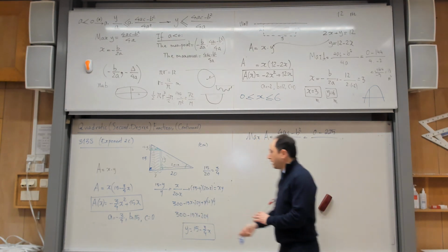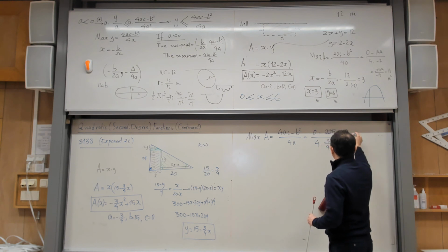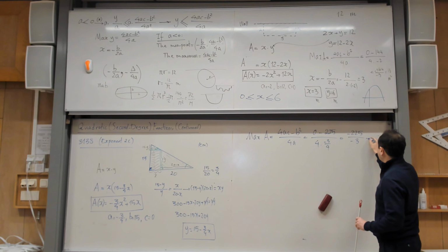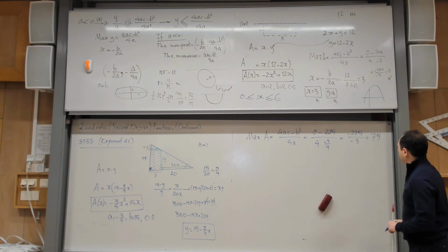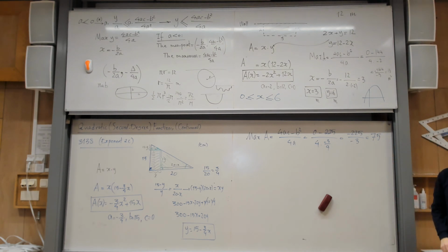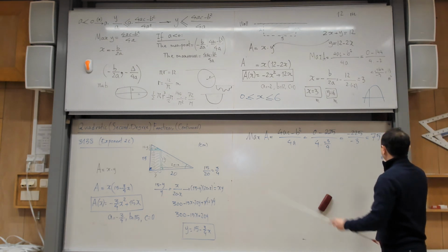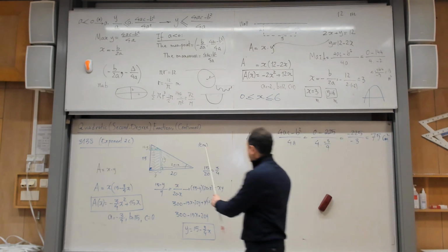4 times minus 3/4, yes? So this becomes minus 225, 4 and 4 cancel, minus 3. So what is that? 75. Yes? 75, don't forget to write the units. Centimeters squared.